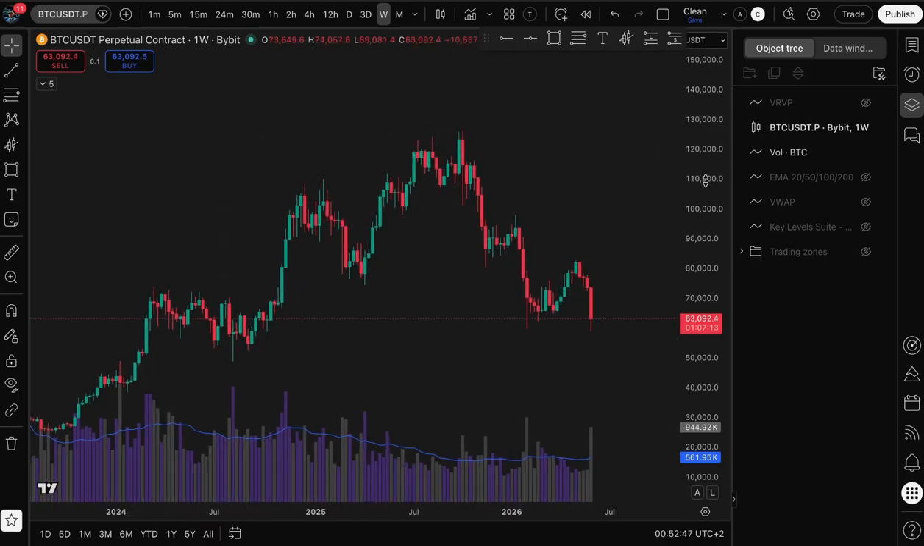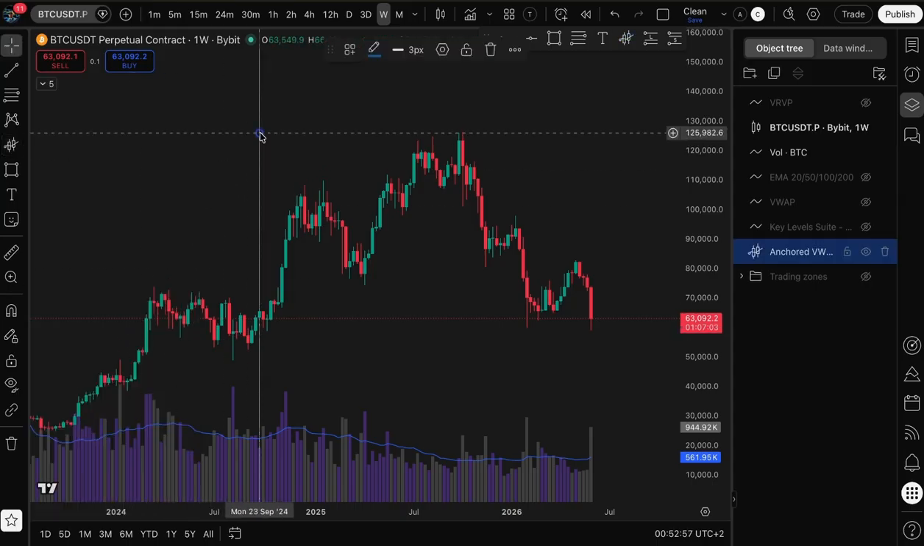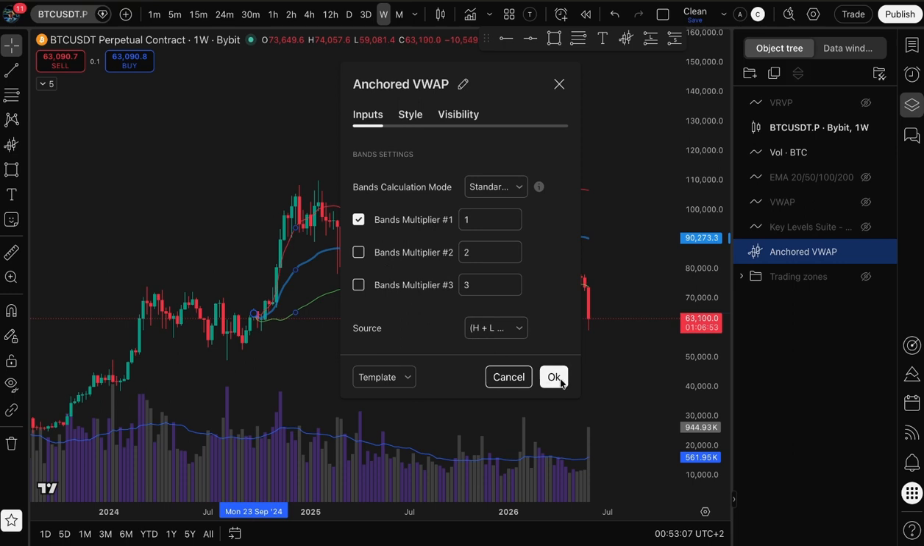So first and foremost, where to take the anchor VWAP and where to find it. You can go to this section and choose here, anchor VWAP, favorite. I'm going to share my settings just real quick. Now I have on the lower bands and upper bands. I'm going to share some of that soon, and these are my settings on this.